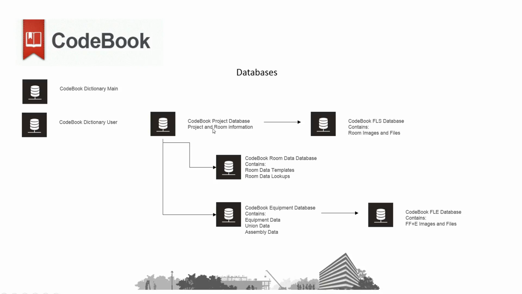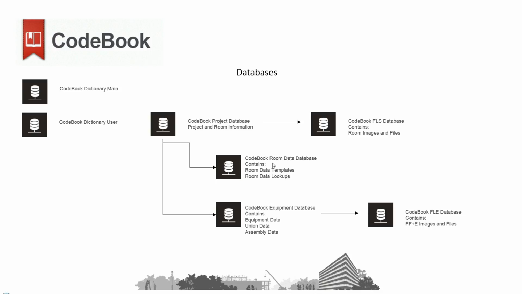We can see that we have a CodeBook Project database, which represents the building core and any information associated with that project, such as room numbers, room names, room notes, etc. This also links to a CodeBook FLS database that contains any room image and any file associated with that room.